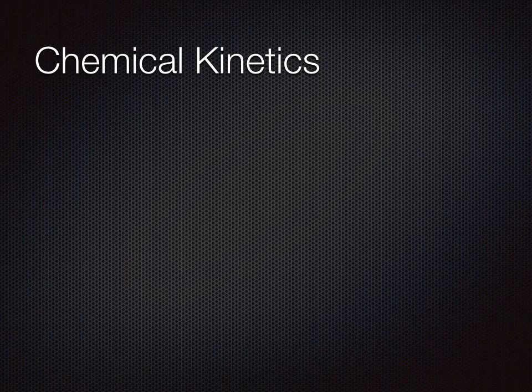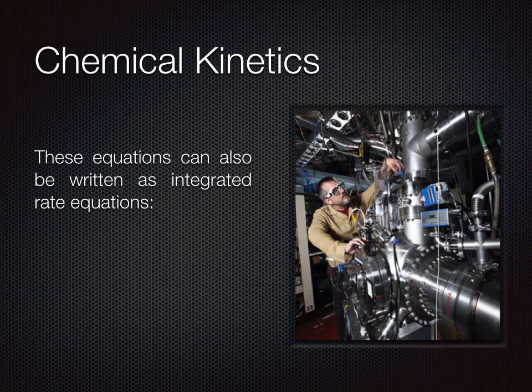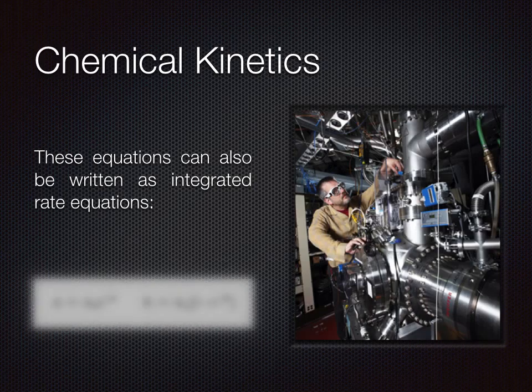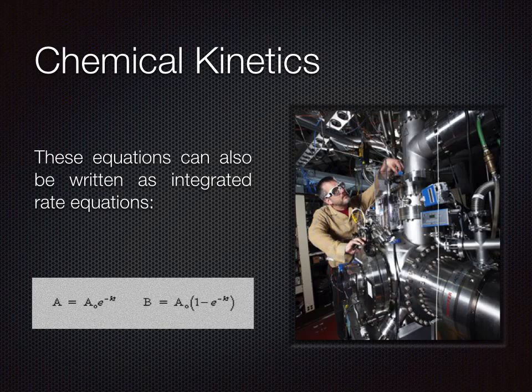This can also be written as integrated rate equations, and these equations are A equals the initial amount of A times e to the minus K times T, and B equals the initial amount of A multiplied by 1 minus e to the minus K times T.